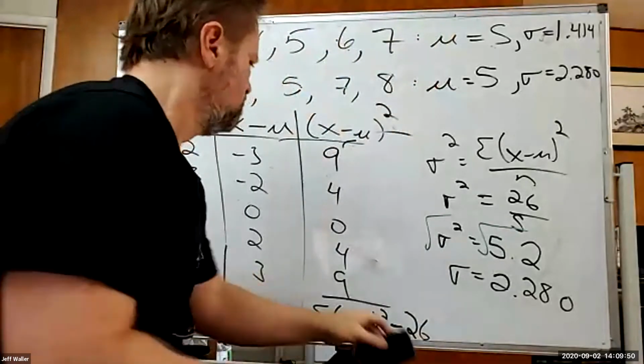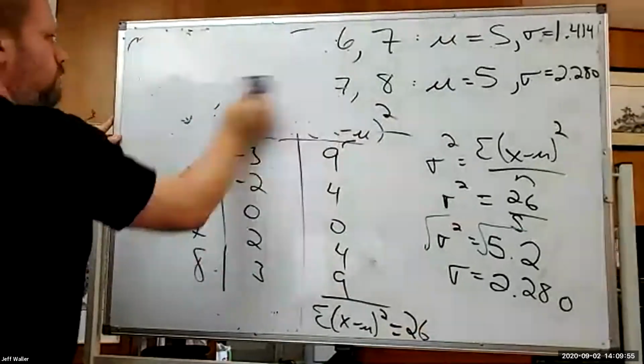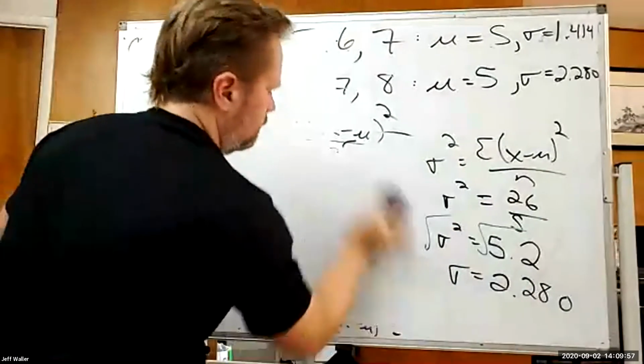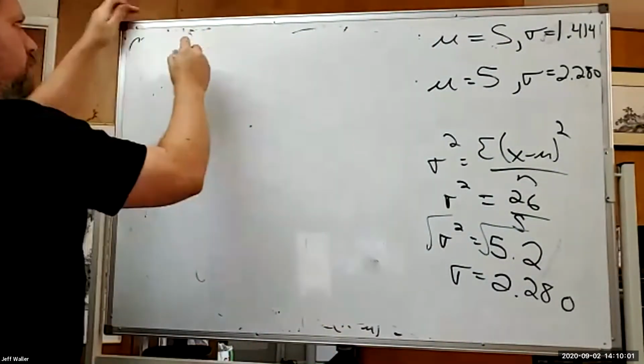I'm going to assume everybody's got this. So what happens to the formula, so let me write this. So here's the one for population again.